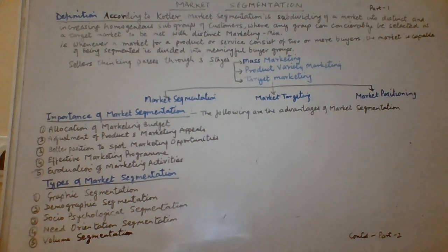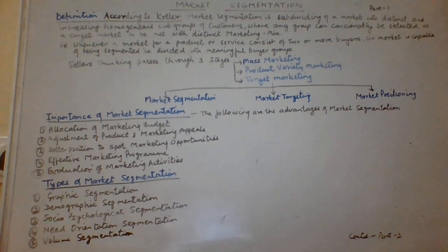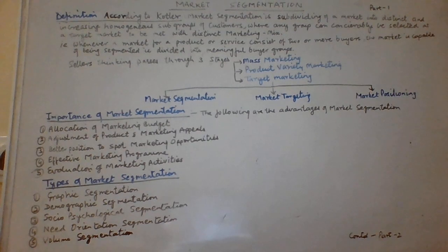The more we segment the market on various factors, the whole objective of dividing this heterogeneous market is to get increasingly homogeneous subgroups of customers, where any group can conceivably be selected by the decision maker or the marketing manager as a target market. Target market, why? Because now the whole marketing strategy will be focused on the selected group, the group that the marketing manager selects, to be met with a distinct marketing mix.